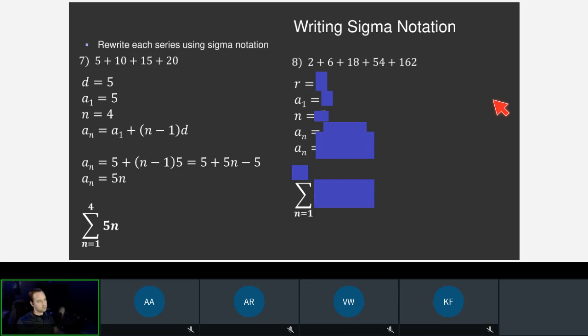But we also subtract a 5. We do. So going back to this first one, we use this formula. You plug in 5 into your A1. You plug in 5 into D because that's your common difference.